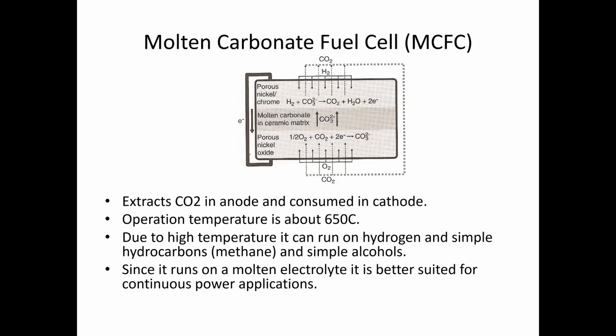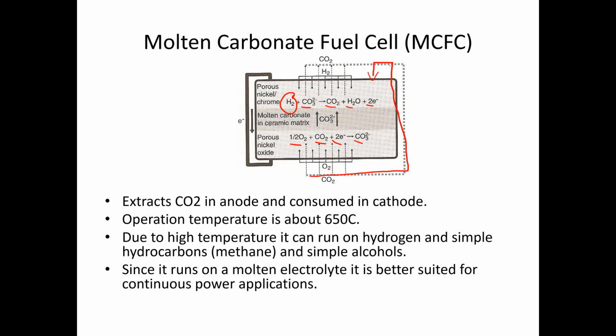The next one we're going to look at here is a molten carbonate fuel cell. This particular one extracts CO2 in the anode and it is consumed in the cathode. So again, you have some extras going on in these half reactions. Hydrogen and carbon monoxide react to give carbon dioxide, water, and electrons. On the other side, you have oxygen and carbon dioxide to produce electrons and carbon monoxide. And the carbon dioxide must be circulated between the cathode and the anode. The operating temperature of this particular fuel cell is about 650 Celsius.